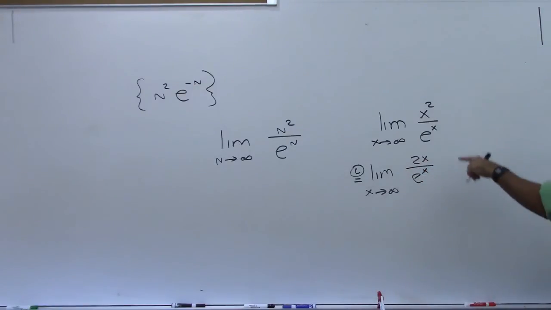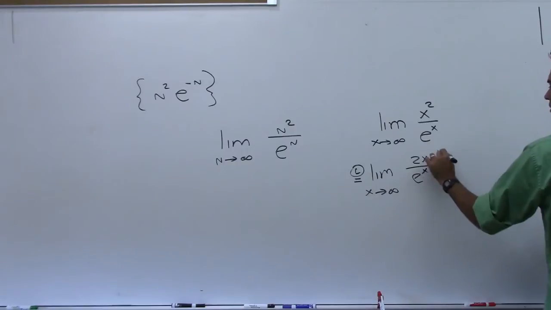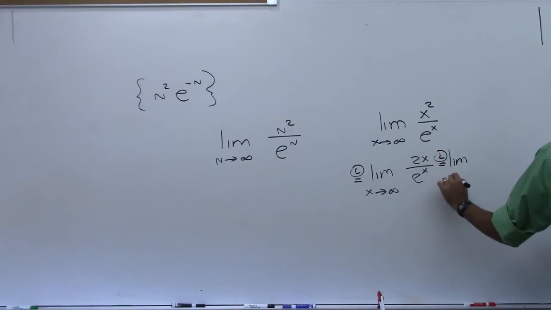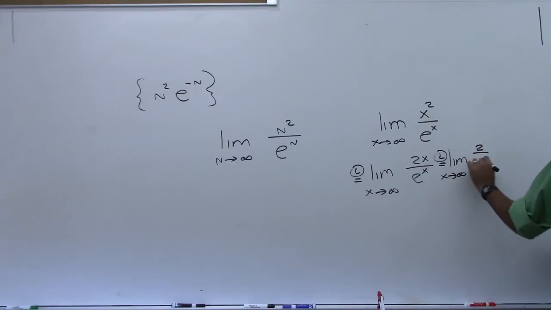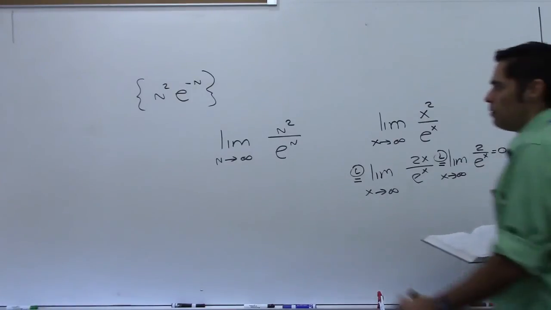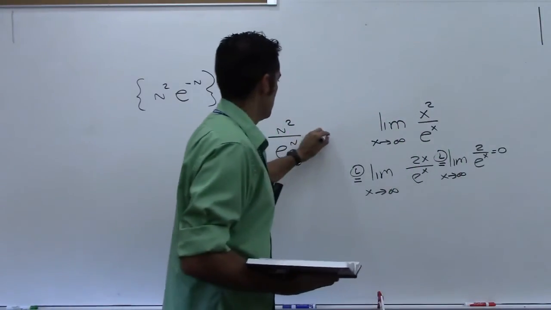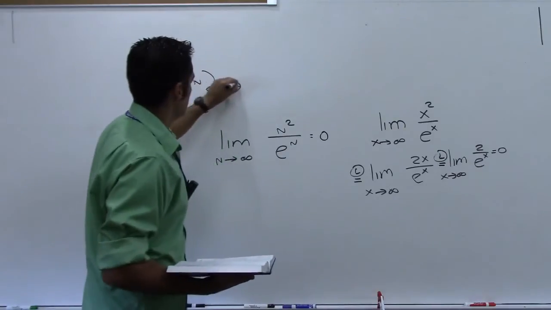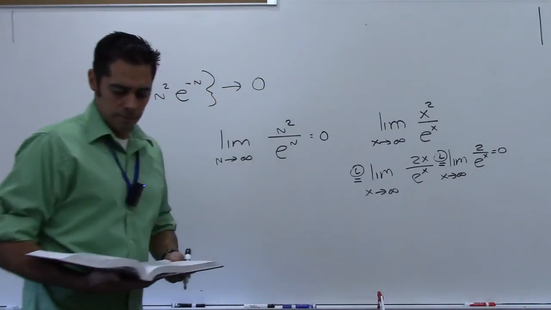And that still goes to infinity over infinity, so I apply L'Hopital's rule one more time. I get 2 over e to the x, and now the top is fixed, the bottom goes to infinity, this goes to 0. Therefore, this limit goes to 0. So that sequence converges to 0.